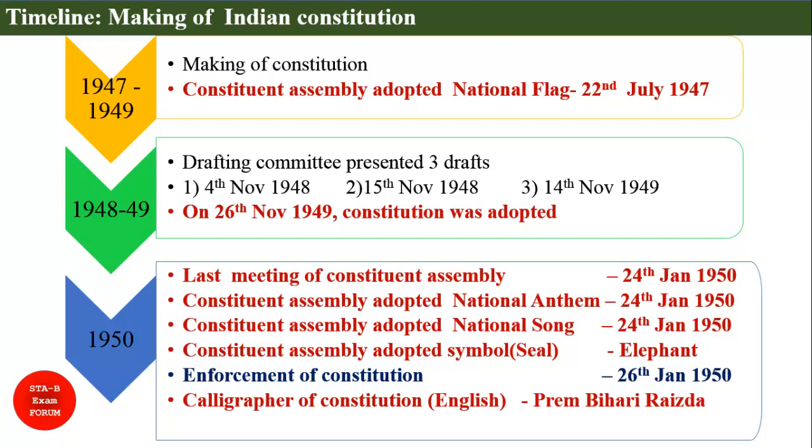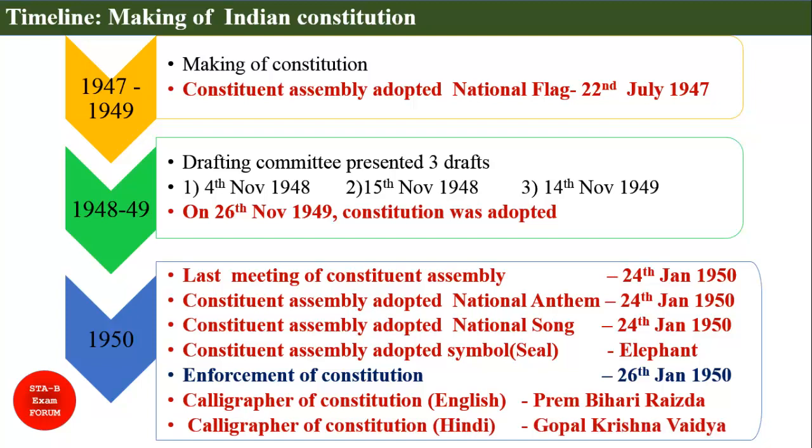Coming to the next, since the Constitution was made, calligraphers for very beautiful writing were called. For English, calligrapher Prem Behari Raizada was called, and for writing in Hindi, Vasant Krishan Vaidya was called. These red ones and the events in 1952 are very important from the exam point of view. So we have seen the timeline of the making of the Indian Constitution from 1934 to 1950.